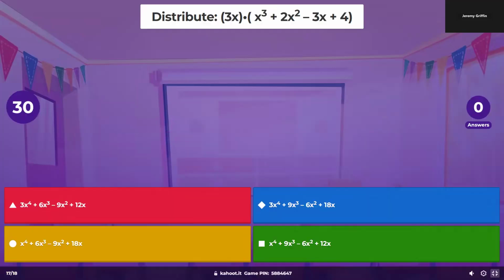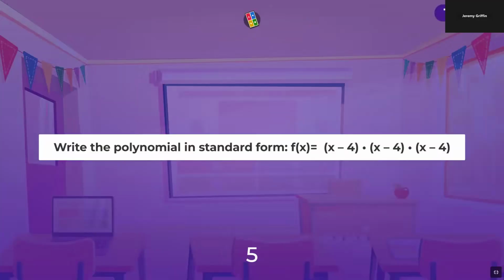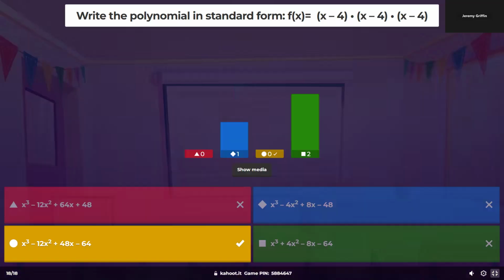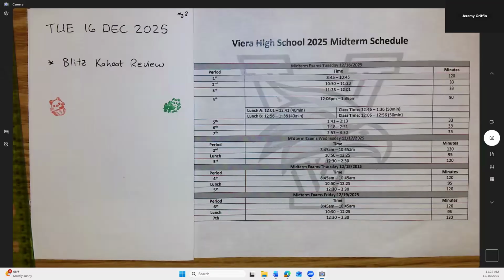Distribute that. Move along here. So you guys know it's gonna be a distribution question. All right, for the win. Everybody just put green. Right, this is the one. Okay, yeah, there's Pascal's triangle. Okay. All right. Let's navigate that. We got Gian, Forrest, and Derek.